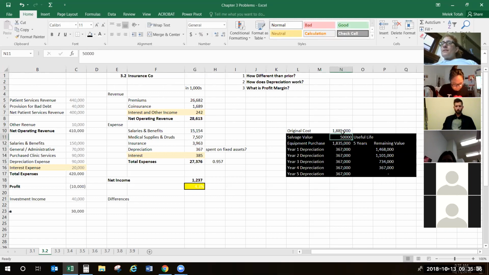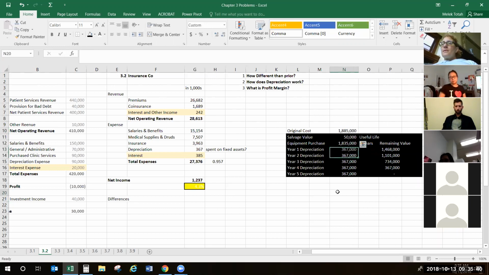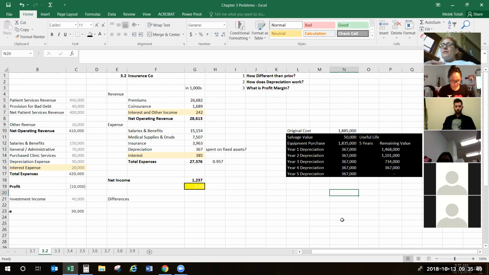So is this something like how companies value computers, and then let's say at 5 years, the computer is still working? Would they just wait to purchase a new computer, or how would we apply depreciation to a real life scenario? Yeah, no, that's a really good question. That's a really good question.